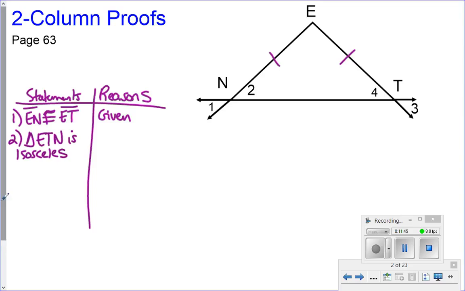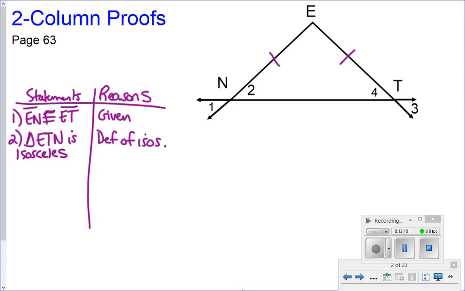Okay, and I know that because I know what the definition of isosceles triangle is. Now in class somebody said, after we made our first statement, segment EN is congruent to segment ET, well then angle 2 and angle 4 are congruent. And I said, well yes they are, but how do you know that? And they said, well because it's an isosceles triangle. I said, but you didn't tell me that it was an isosceles triangle.